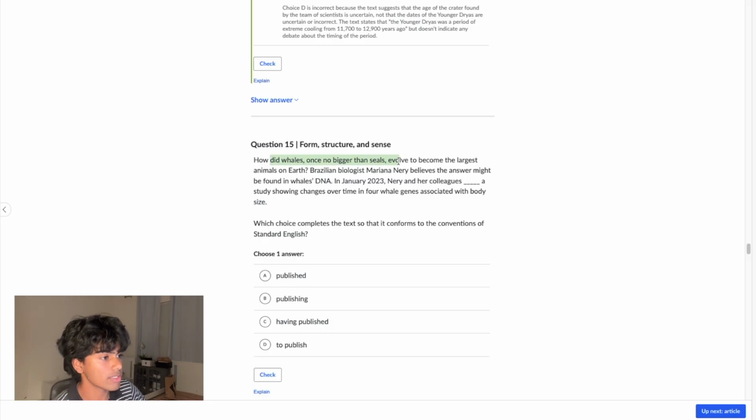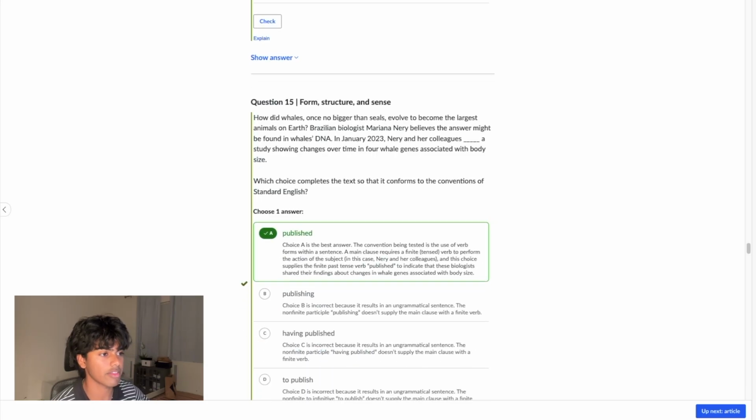Okay, so how did Wales, okay, and her colleagues in January 2023, you can just plug these in. Neri and her colleagues published a study showing changes over time in four. That makes sense. Publishing, no. Having published a study showing changes in time. See, having published leads you on to have a second statement. There's no second statement. Doesn't make sense. To publish. So it's gotta be published. Yeah, let's check that one.